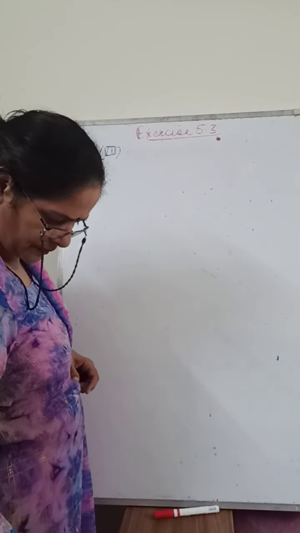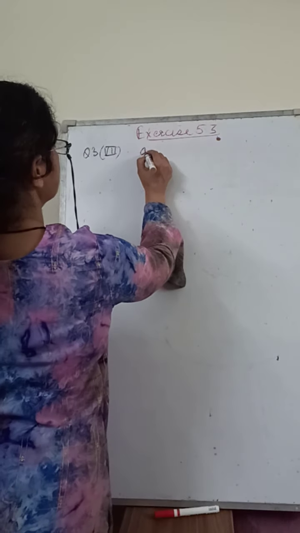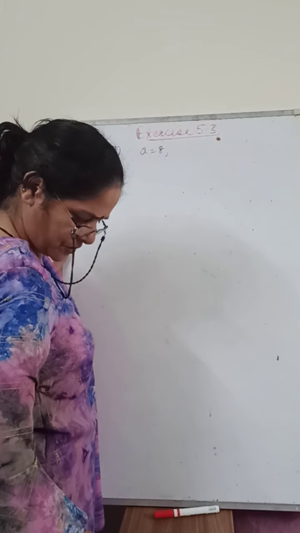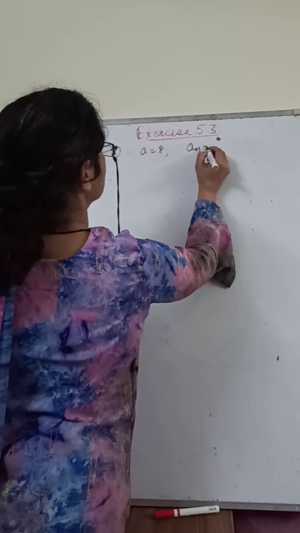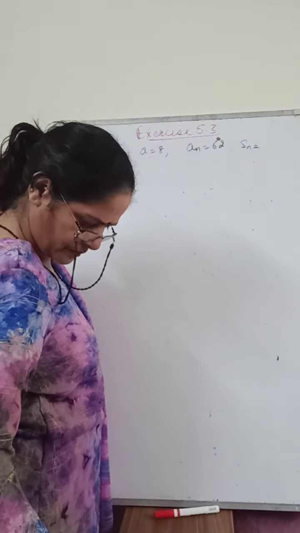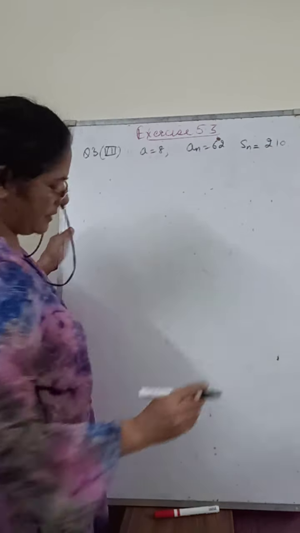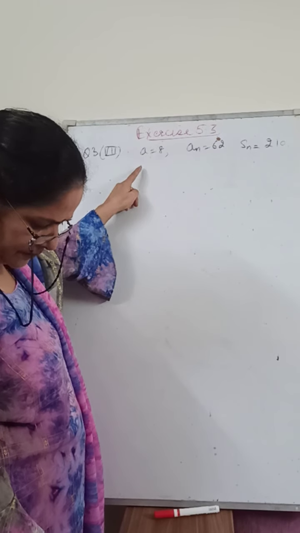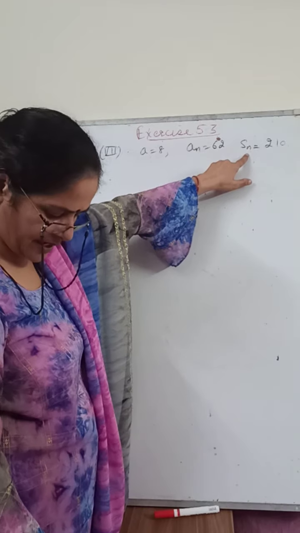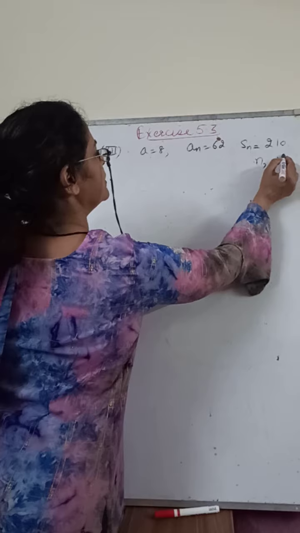7th part. It is given A is equal to 8, An is equal to 62, Sn is equal to 210. A is 8, An is 62, Sn is 210, and you have to find n also and d also.